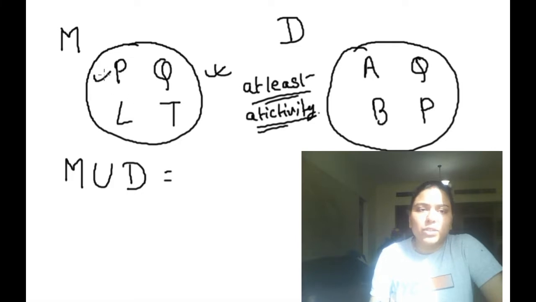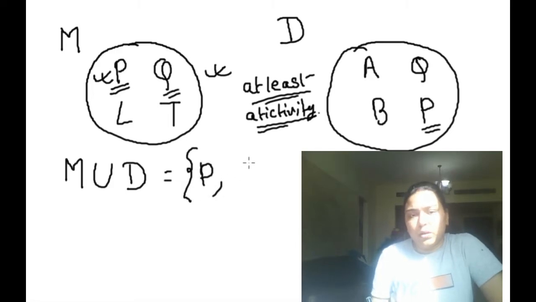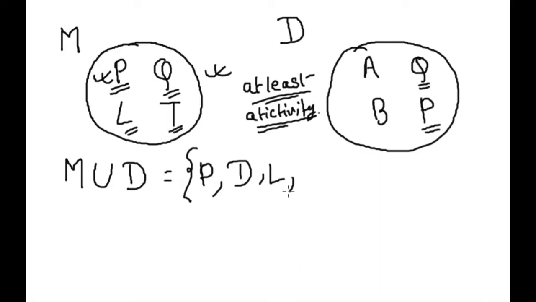So let's start with music. P. Does P only like music? No. P likes music and dance also. So we'll start with P. Q also likes music and dance. L only likes music. T also only likes music. A, only dance. B, only dance. So in this way we can write the union set.